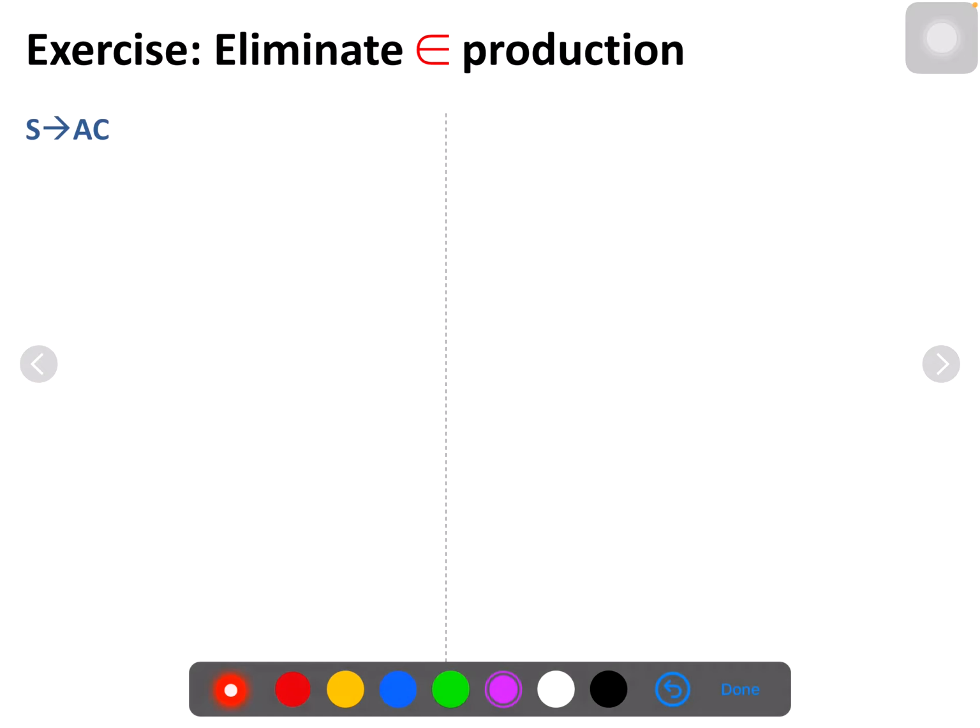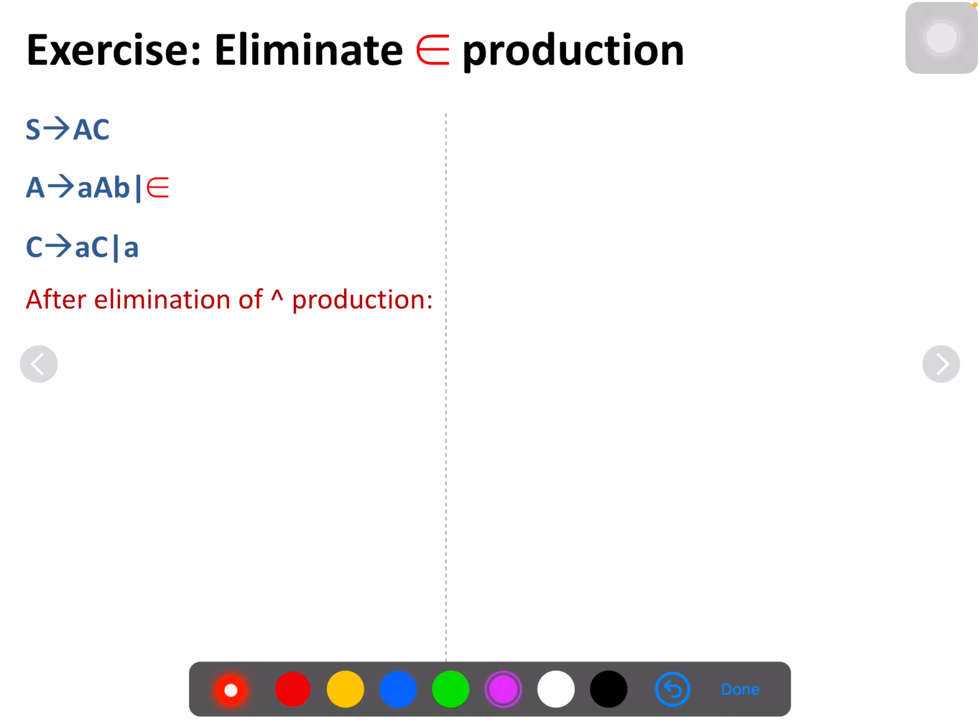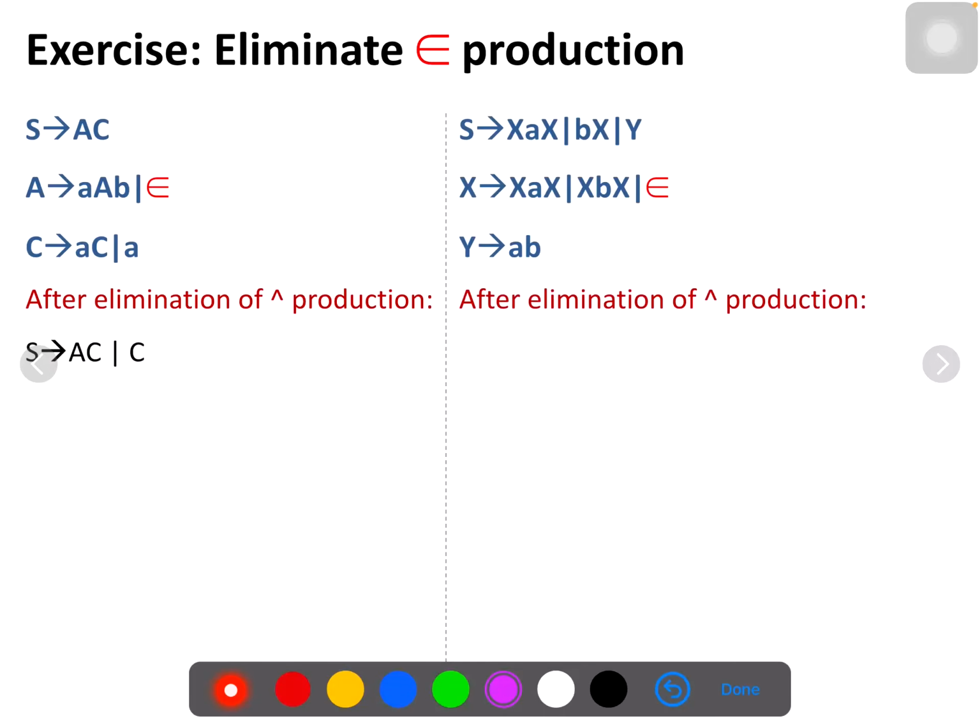I'll take one more example of how to eliminate it. After elimination of epsilon, A is an epsilon. Now S gives AC, because in place of A you replace epsilon, and then you get the production AC or C. Wherever A is there, you have to replace it.